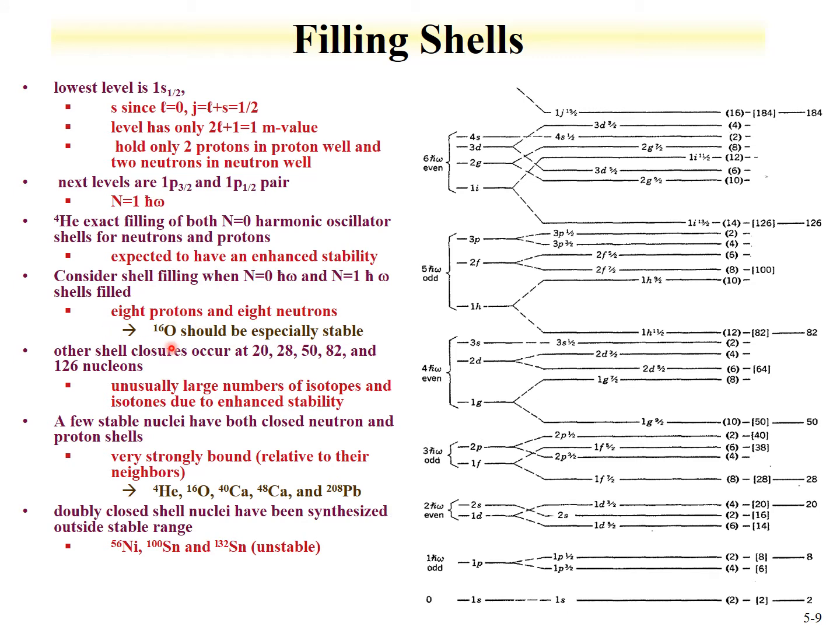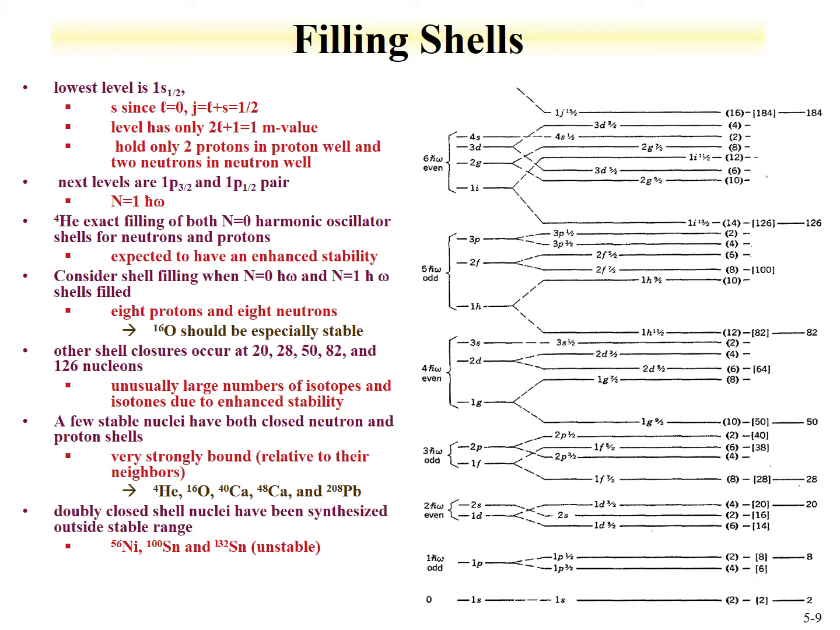So something where I have 8 protons and 8 neutrons, which would describe oxygen 16, should be especially stable, from the nuclear component. We see the other shell closures at 20, 28, 50, 82, 126, and then 184. These enhanced abilities from the magic numbers correlate with these gaps in the shells.